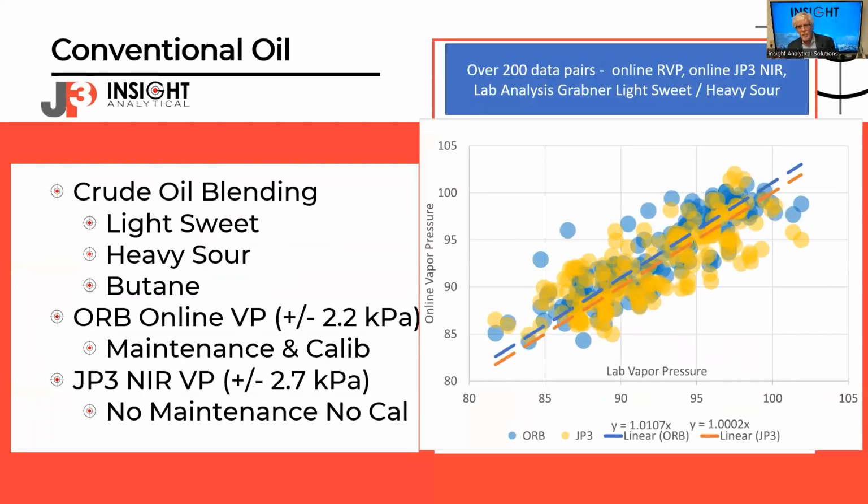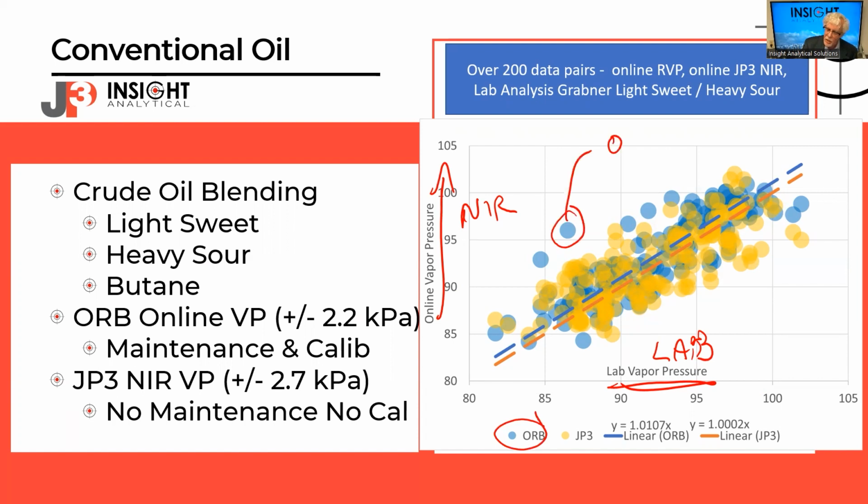So when we look at doing this in conventional oil, again, to try to give you an idea of how this runs, the X-axis is lab. The Y-axis is near infrared and also an online vapor pressure analyzer. The blue dots are an online conventional RVP analyzer. Orange is the infrared.